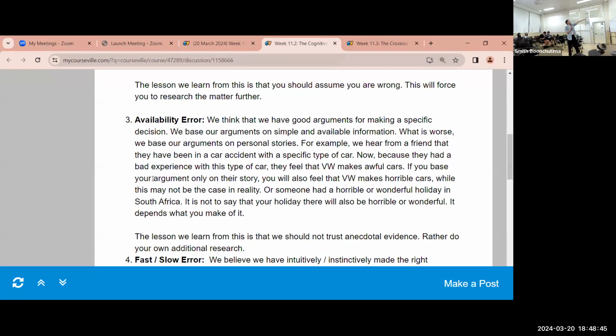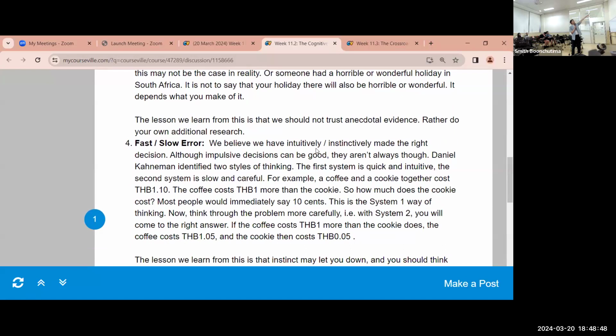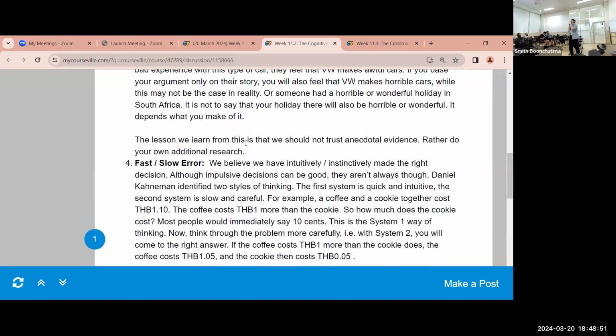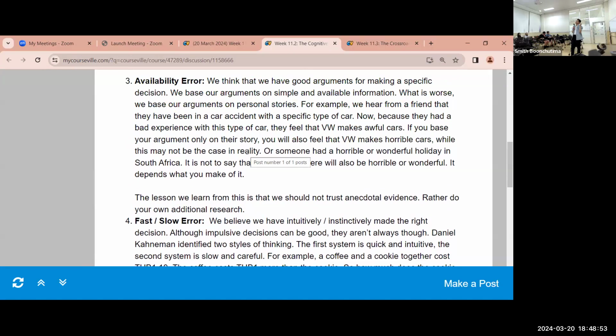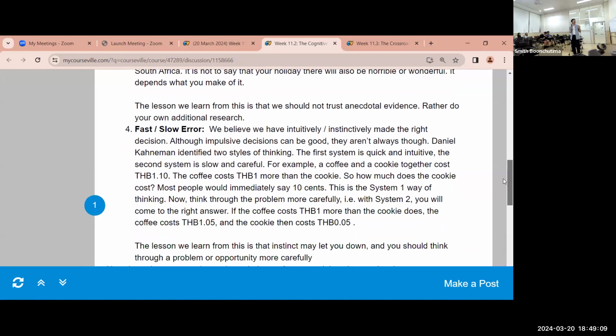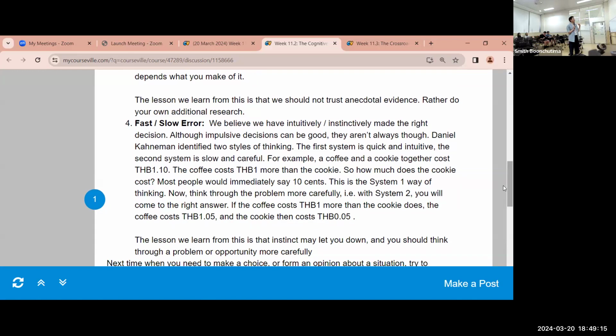Okay, next, what lesson you learned from this availability error is that you should have a second thought about why that piece of information is not available. Maybe because of censorship, maybe because no one benefits from that piece of information. That's why that piece of information is not there, but maybe it's true. Okay, next one, fast and slow error. This kind of error is about thinking too fast. You have to think slower, and then you will be able to make a good decision.